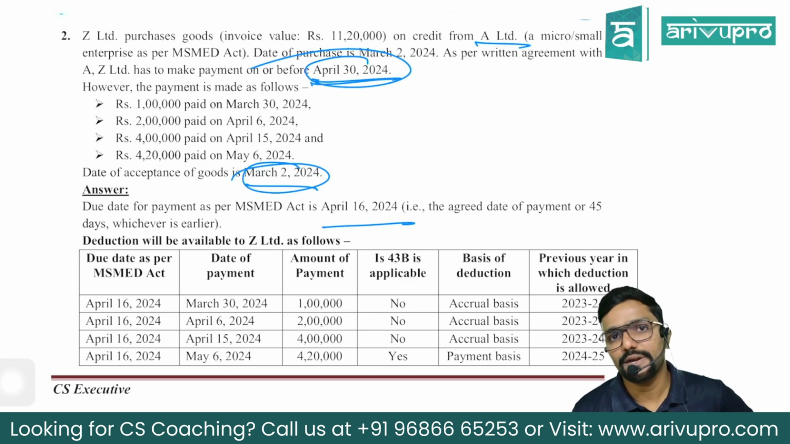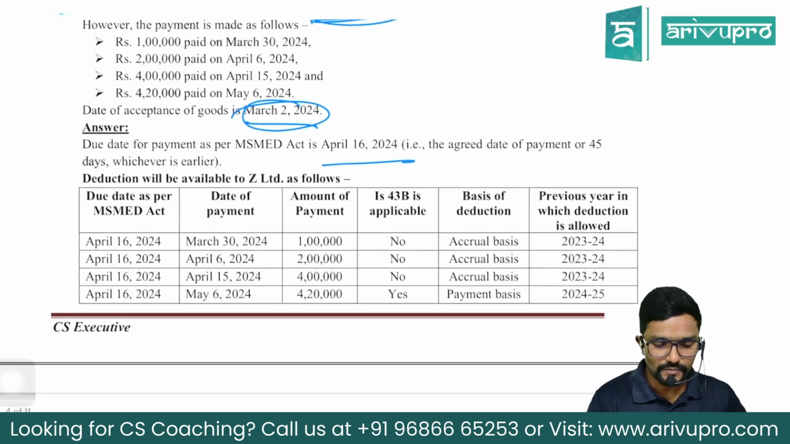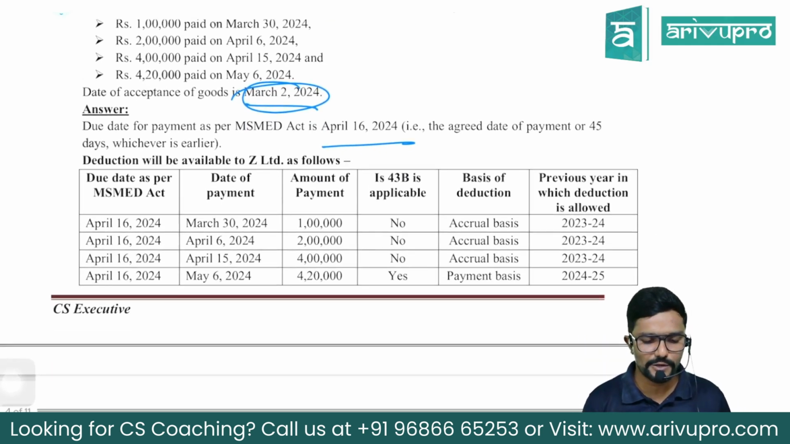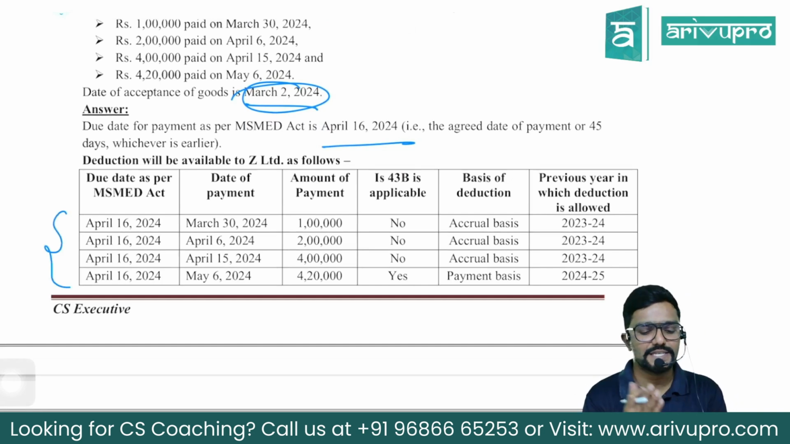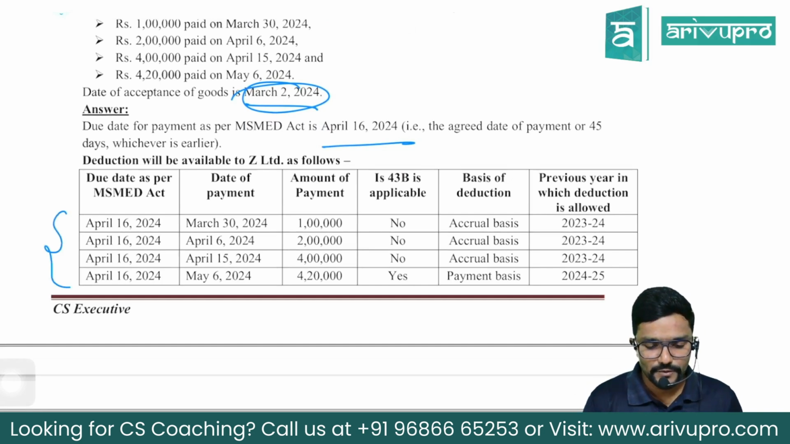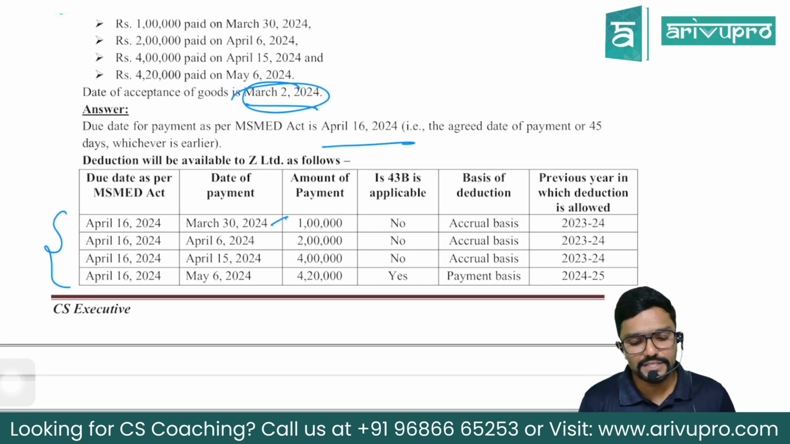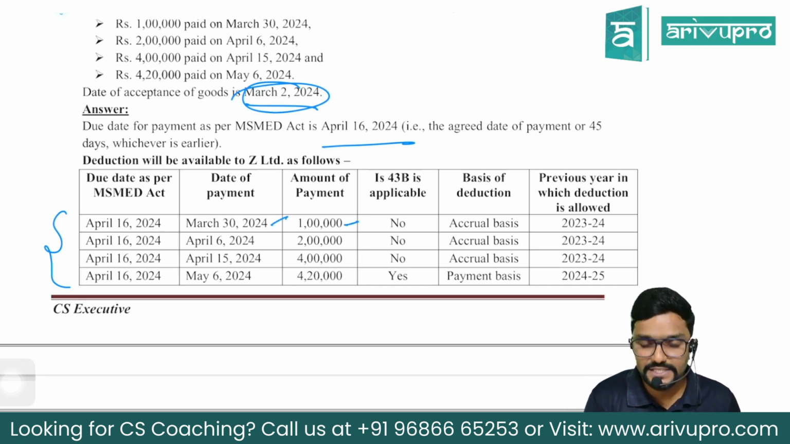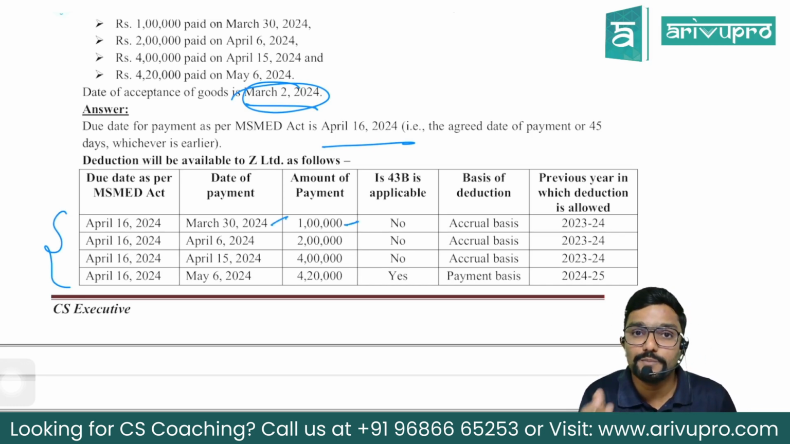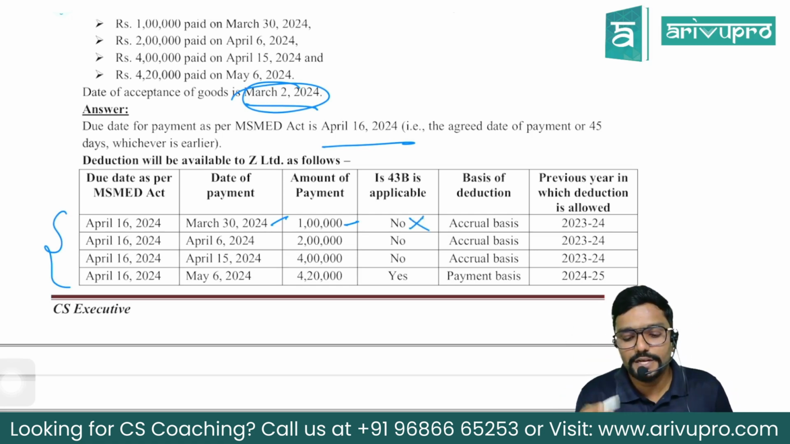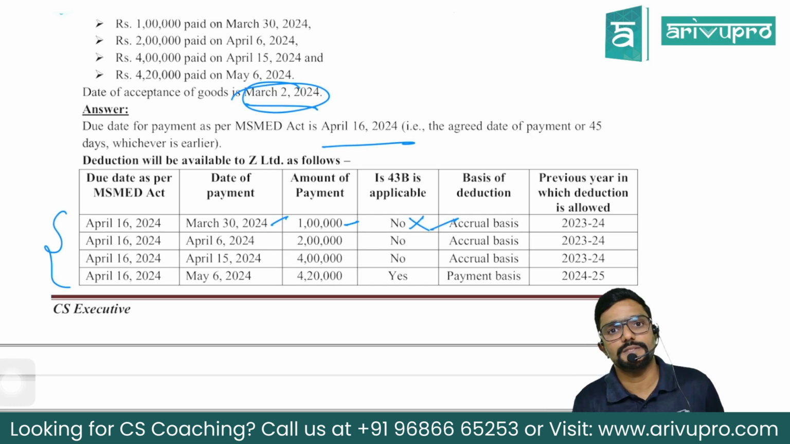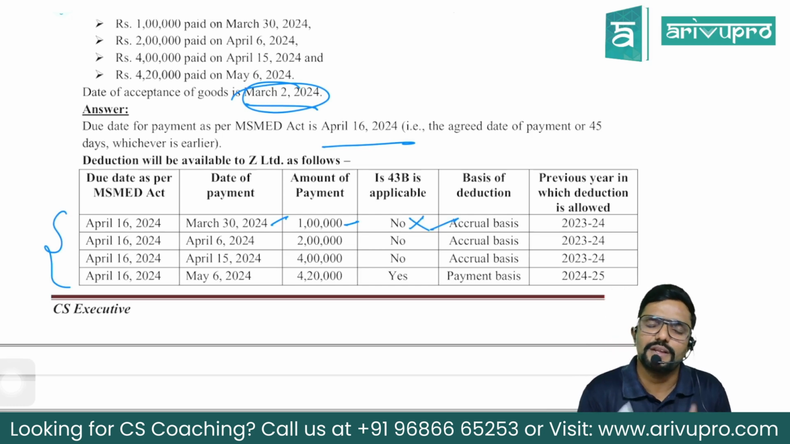It is April 16th, guys. So deduction will be as follows. All the installments we will see. The due date for all the payments as per this transaction is April 16th. First payment is made on March 30th. Sir, is it allowed? Yes. Is section 43B applicable? No, because payment is made within the due date. So 43B is not applicable. So deduction is allowed on what basis? Accrual basis. As the payment is made within the due date, you can claim it.